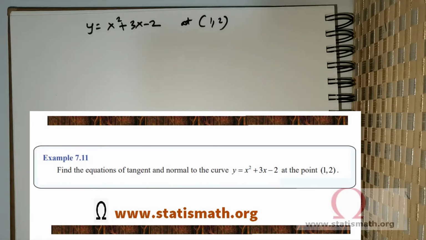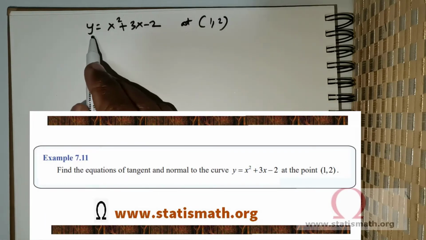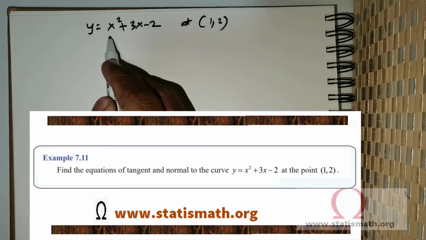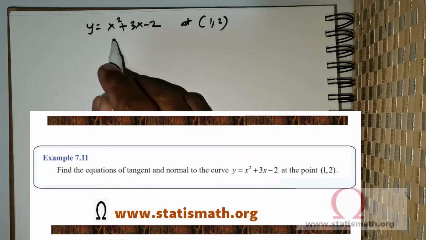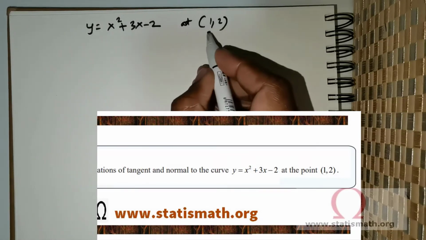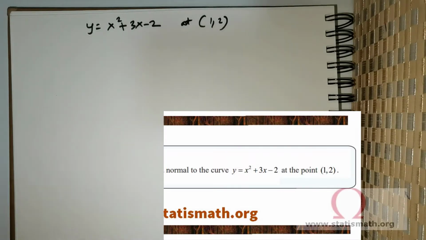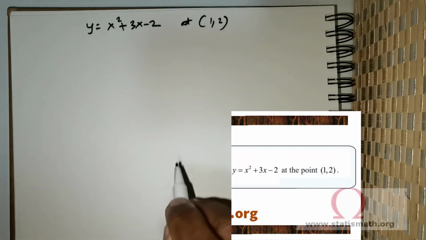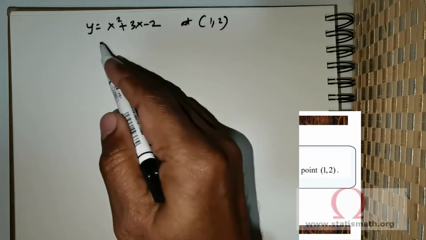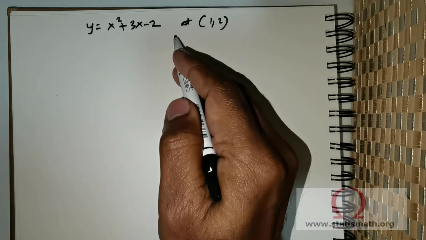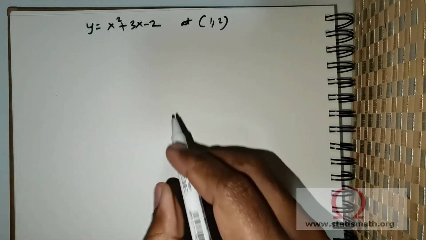Students, we are given the question. We are expected to find the equation of the tangent and normal to the curve y = x² + 3x − 2 at (1, 2). Now, we can simply go ahead and do this question, just find the equation of the tangent and the normal.